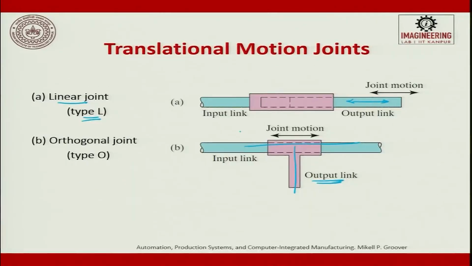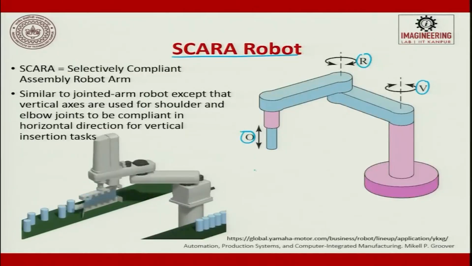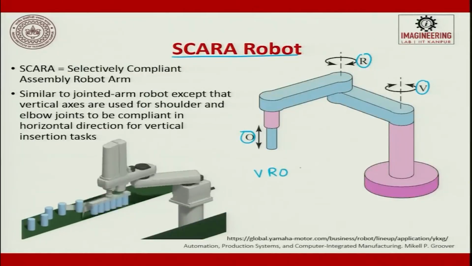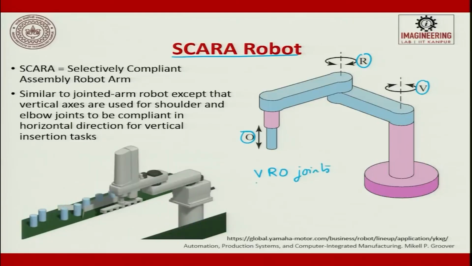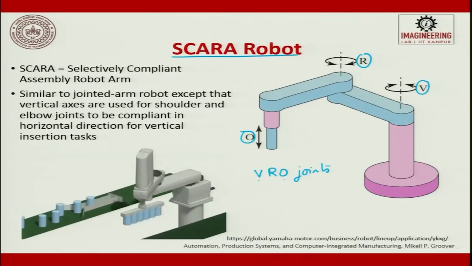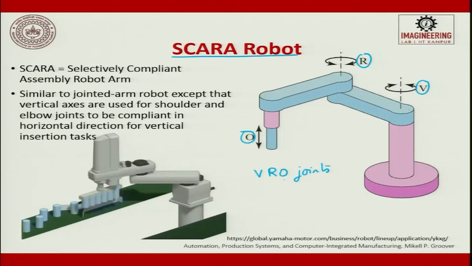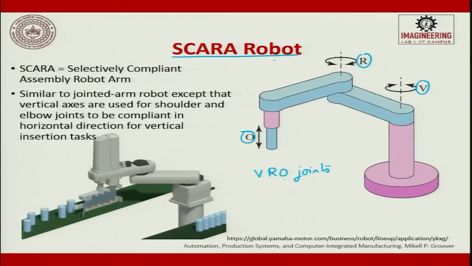Orthogonal is O, V is revolving. So, we will have V, R, O joints. So, this is orthogonal, this is rotational and this is revolve. Okay. This is a very commonly used robo for assembly purpose.